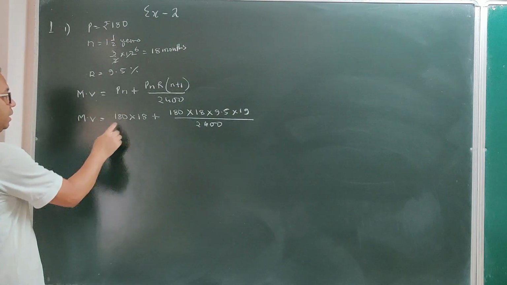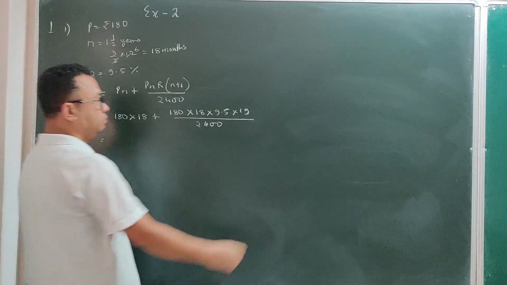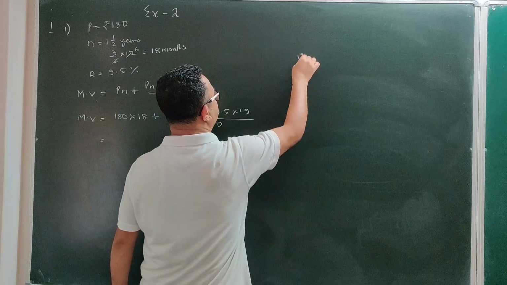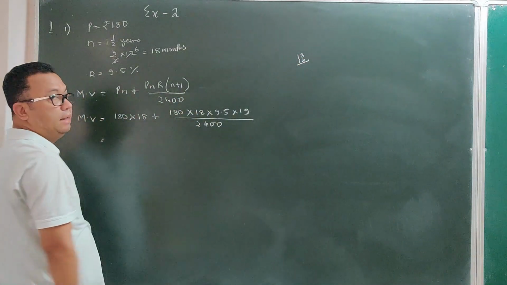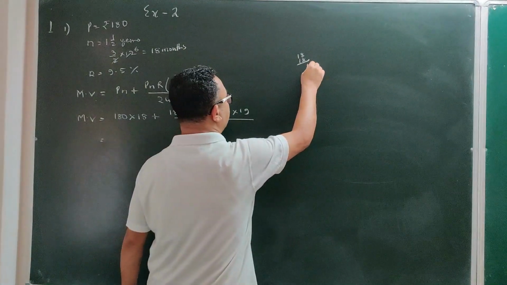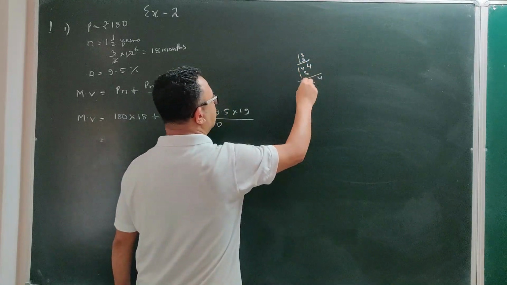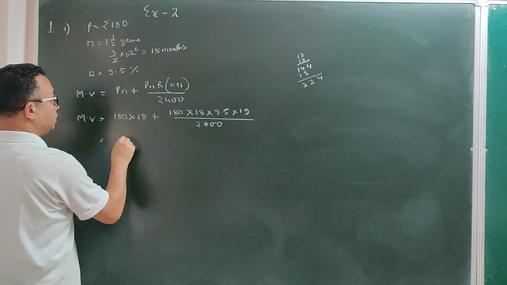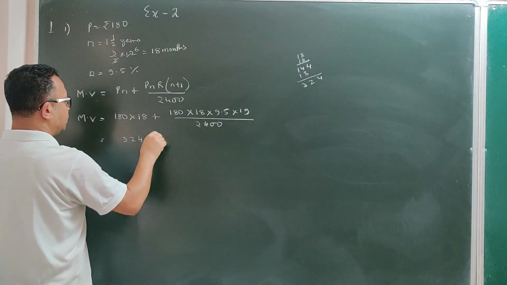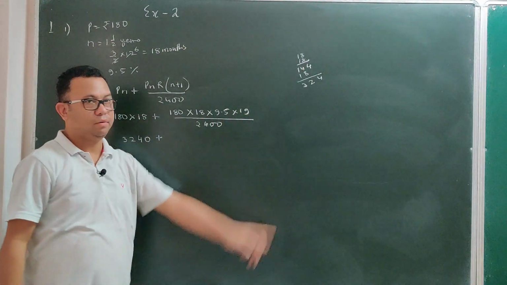So let's now do the multiplication here. Let me multiply 180 with 18. So this is 3240. Now I have to calculate the interest.